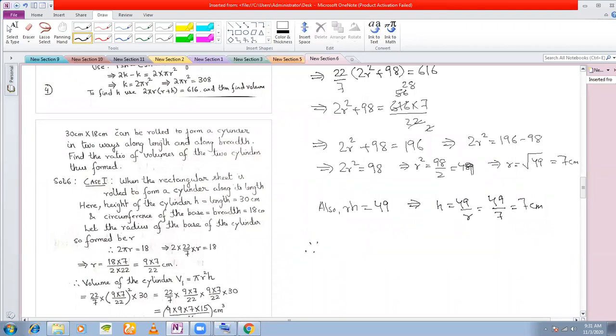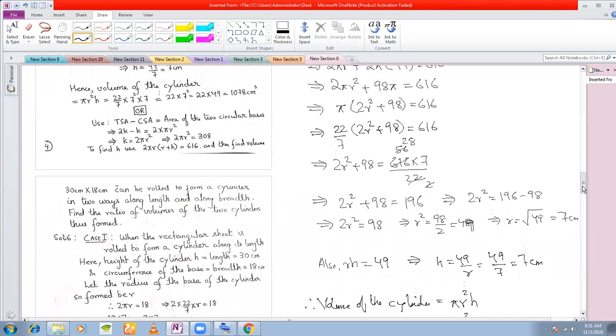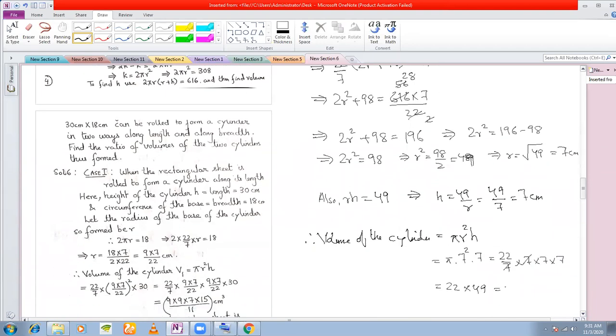Now can you find out the volume? Pi r square h. Pi, 7 square into 7. 22 by 7 into 7 into 7 into 7. 22 into 49. So this comes out to be 1078 centimeter cube.